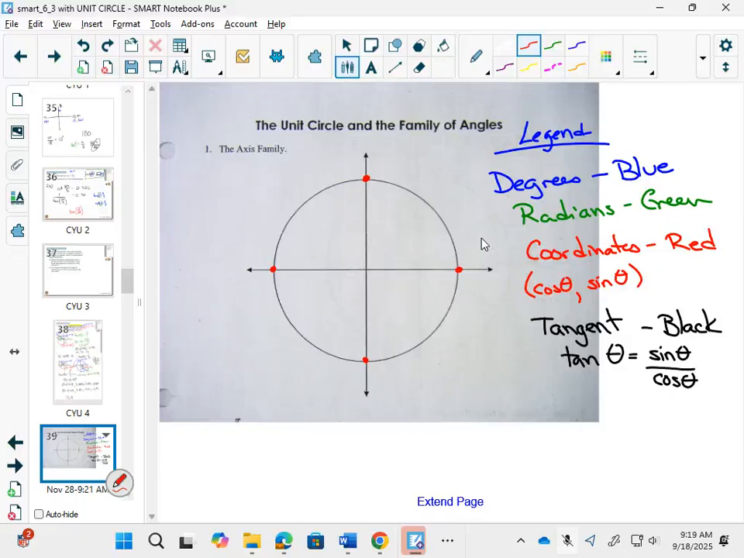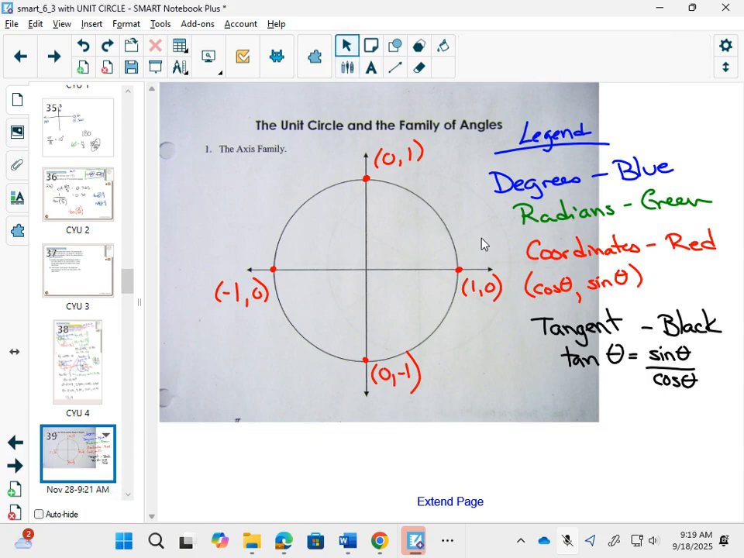And the axes family on the unit circle are really easy to write the coordinates because your radius is 1. So if I went 1 to the right, does it make sense that my x coordinate is 1 and my y coordinate is 0? If I went up 1, my x coordinate would still be 0, but my y coordinate would be 1. If I went to the left 1, and if I went down 1, so my coordinates are really easy to label for my axis family.